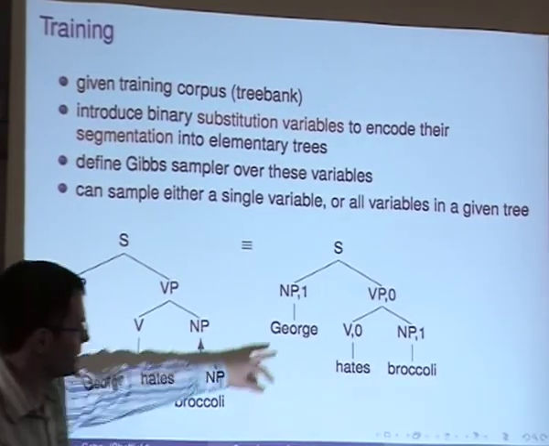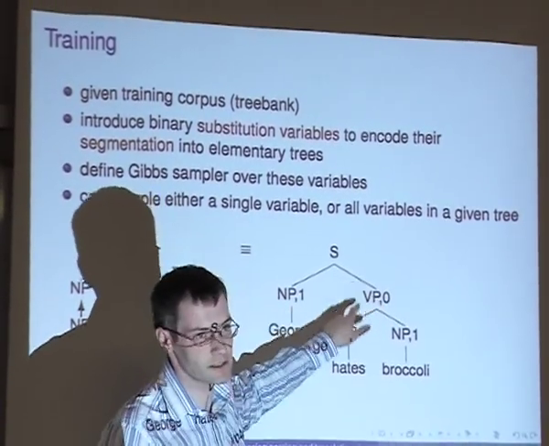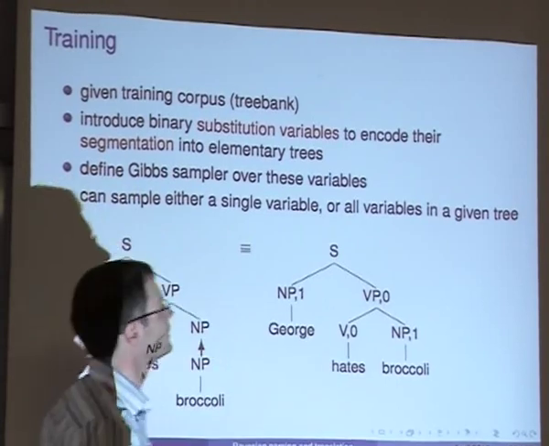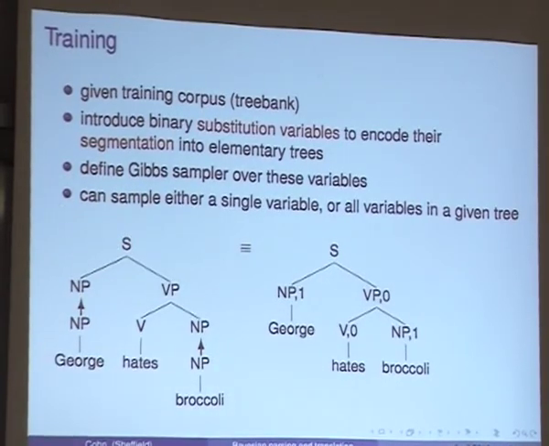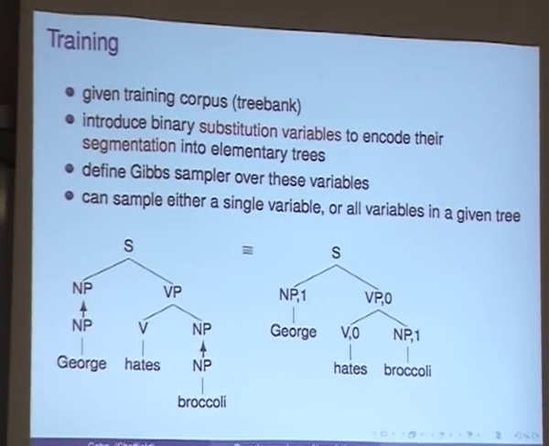So the root must be a substitution site by definition, so it doesn't need one of these variables. And then what we do is we try and sample values of these 0s and 1s, these substitution variables, to find a representation of the training set that is considered highly probable under our model. And the way we do this is using a Gibbs sampler.